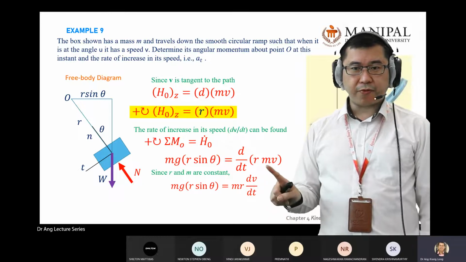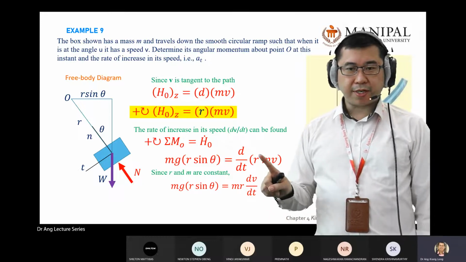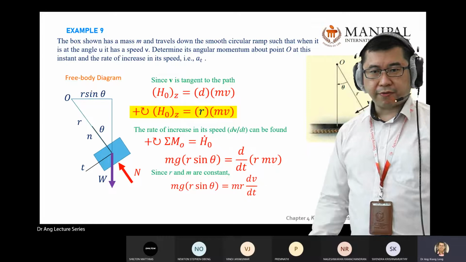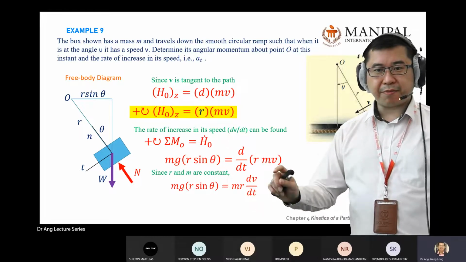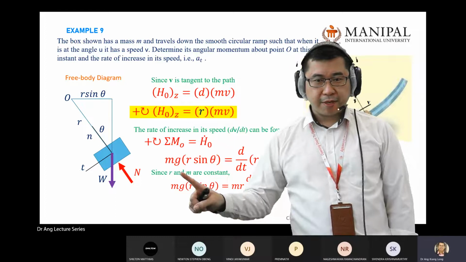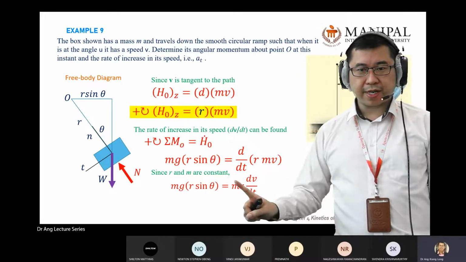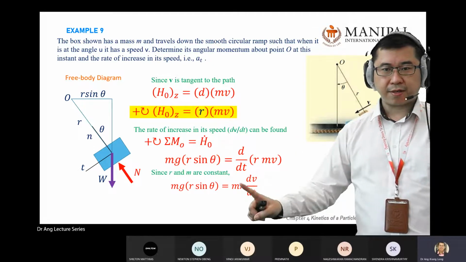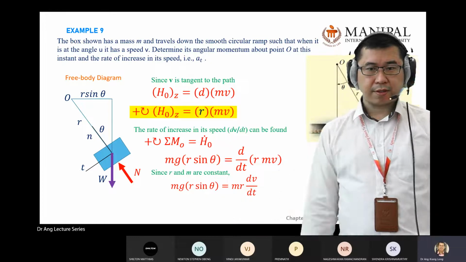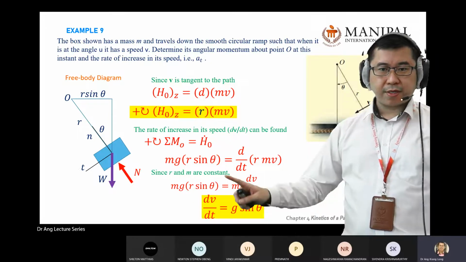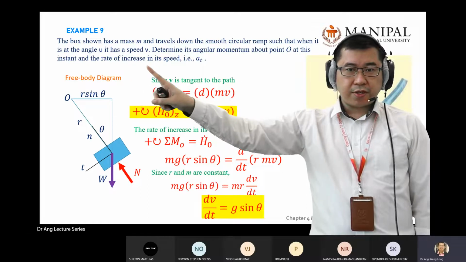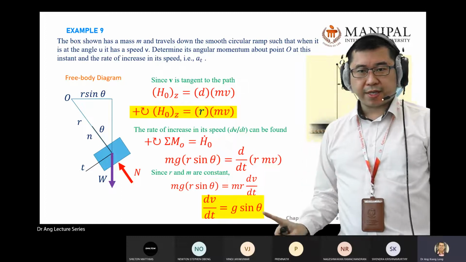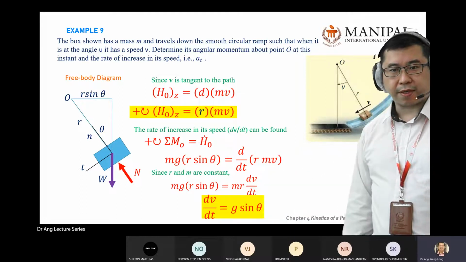Again, why we can move M and R? Because mass is constant, R is constant, these two constants, you move outside. If you don't move outside, you differentiate with time, you get 0. So same with here. After you move outside, cancel M, cancel R. The answer is rate of increase in the speed, dv dt equal to g sine theta. This is the answer for example number 9.